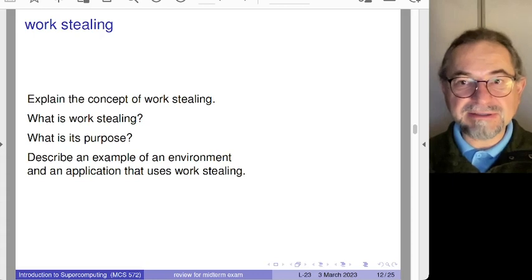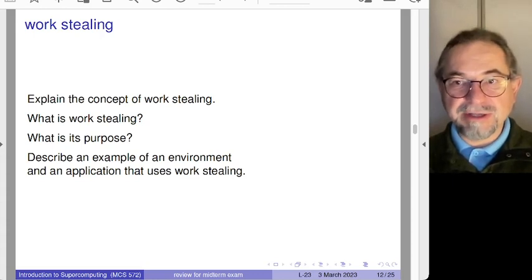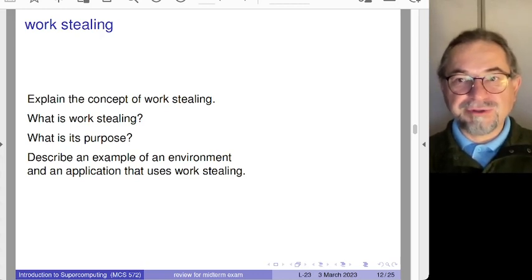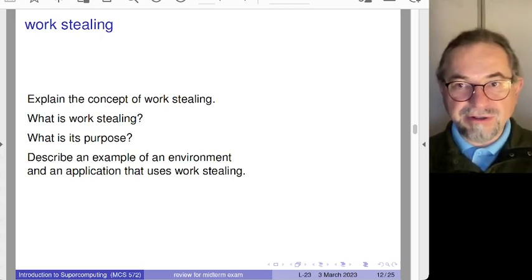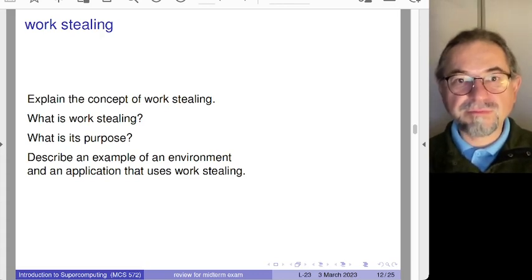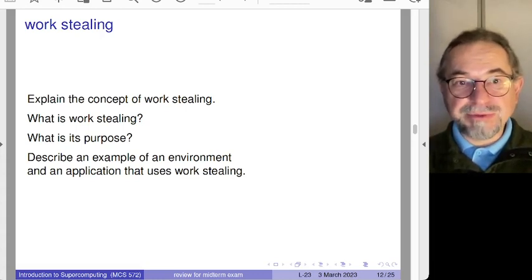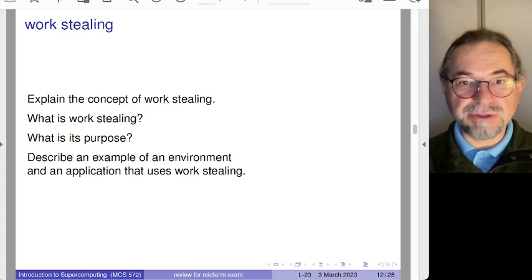In the next question, again, we are on the computational science prelim, and you should imagine that these questions are closed book. So you have to know the concept of work stealing. So, what is work stealing? What's the purpose of it? And describe an example of an application, an environment that uses work stealing.